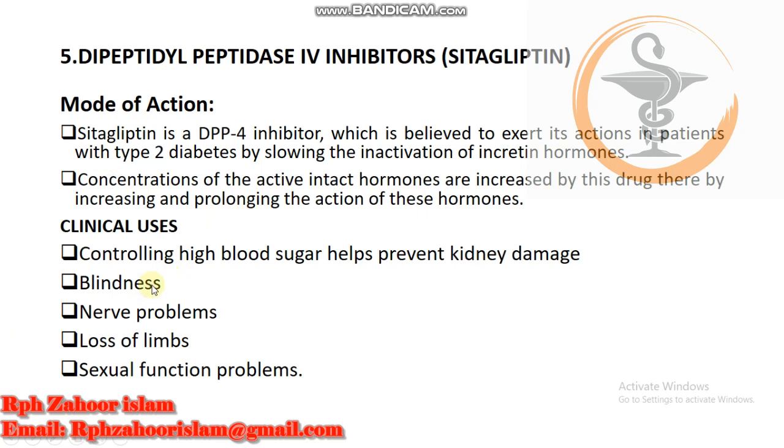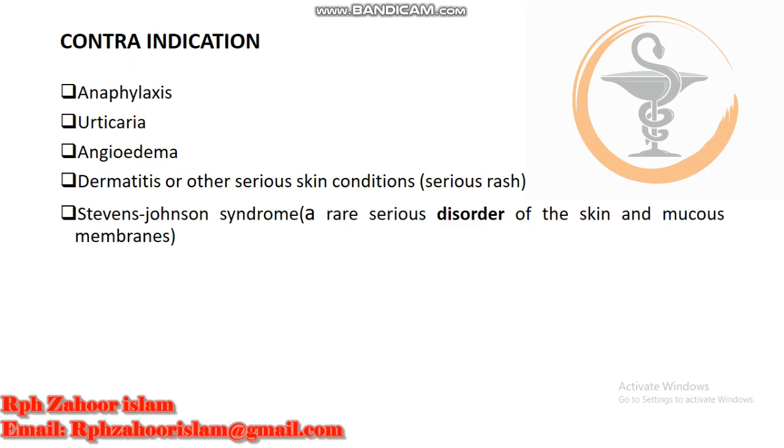The clinical use of sitagliptin is that it can control high blood sugar in order to prevent kidney damage. It is also used in the treatment of blindness, as well as nerve problems, loss of limbs, and sexual functional problems.